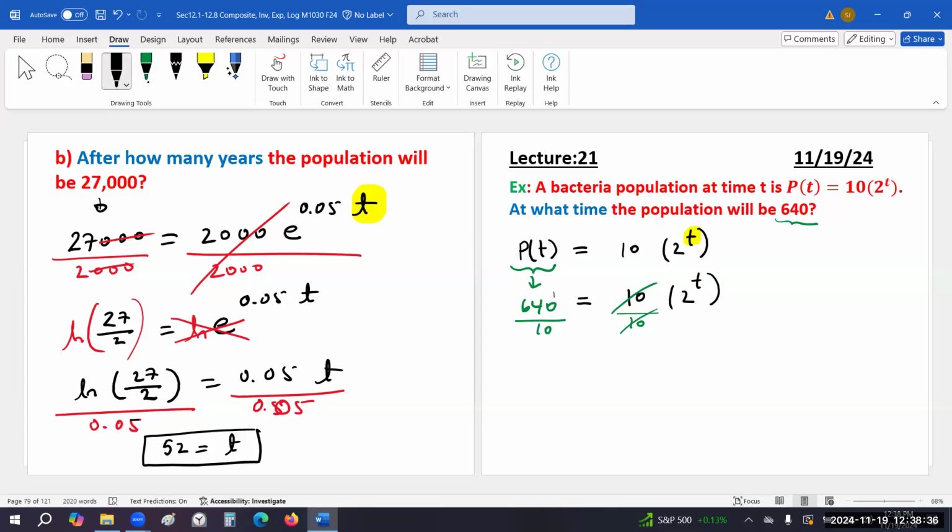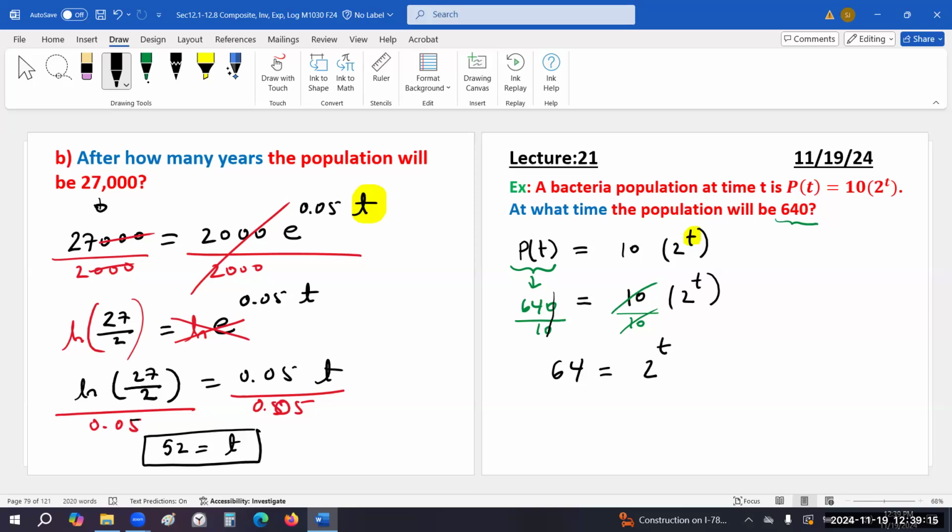And you can see that you can cancel one of the zeros. We have a 0 on the top, a 0 on the bottom. We cancel them. So we have 2 to the t on one side. And what do we have on the other side? 64. Since you're not allowed to use a calculator, what do you think our next step is? We cannot apply log on both sides because 2 is the base. I think we will write 64 as a power of 2.